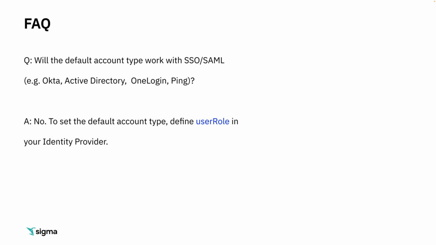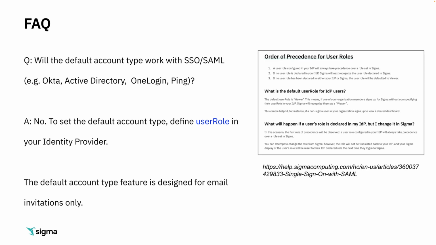And that's something which is defined in the identity provider. So if you set that to creator or viewer or whatever custom role you want, that's the role that user will get when they log into Sigma. So this is handled outside of Sigma. So this default account type feature that I was just showing is designed for email invitations. And I have a screenshot here on the right of our documentation page. It's quite thorough. It explains how user roles work between your identity provider and Sigma, because you can set them in both locations. So quite a bit of good information there in the online help.